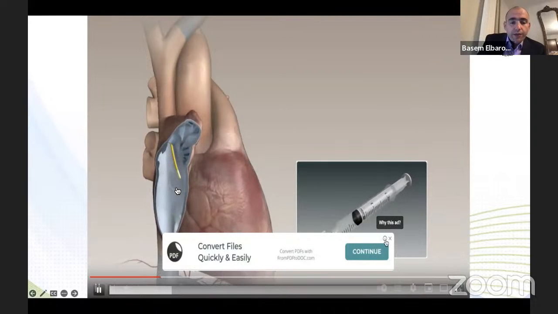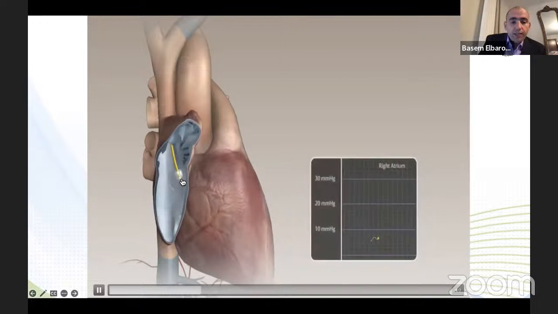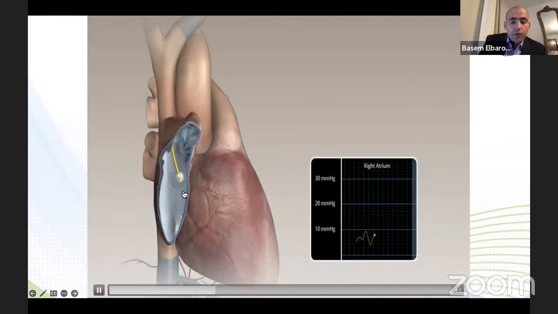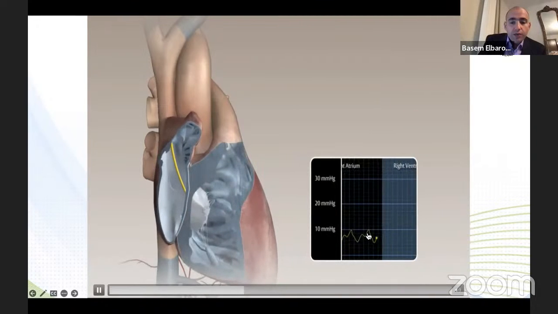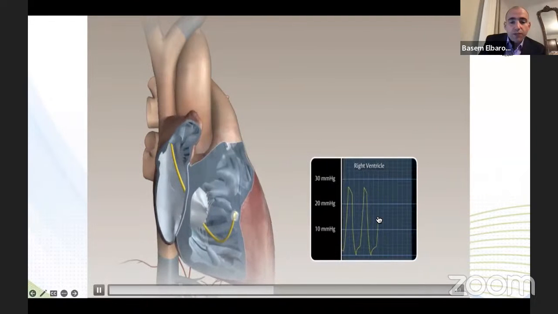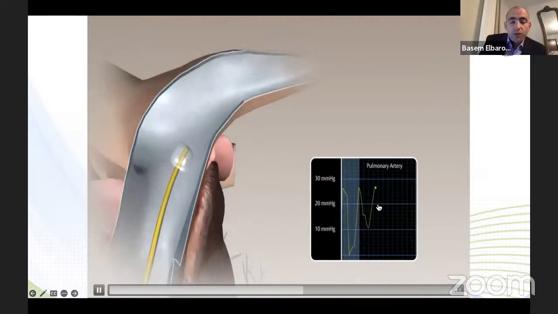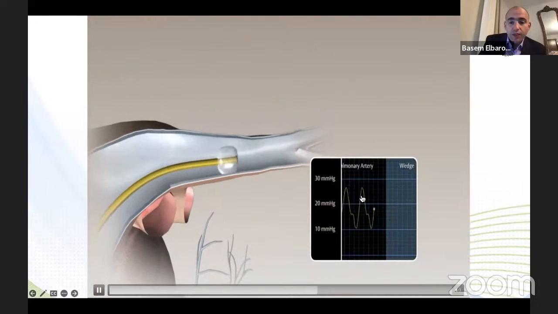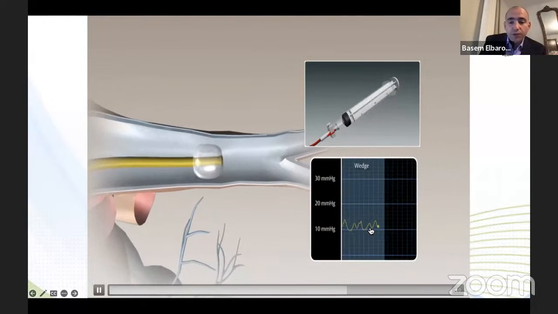So the right heart catheter is in the right atrium. Inflate the balloon and then just advance, and the catheter will float across the tricuspid valve. So here it is in the right atrium, and then once it gets into the right ventricle, you get a right ventricular pressure waveform. Advance it further, and it goes across the pulmonary valve into the pulmonary artery, and you get a pulmonary artery waveform. And then once it wedges, the pressure changes to the wedge pressure.